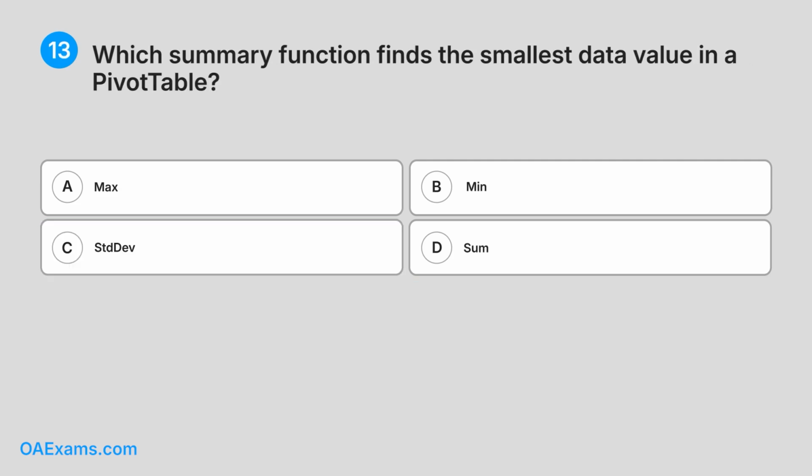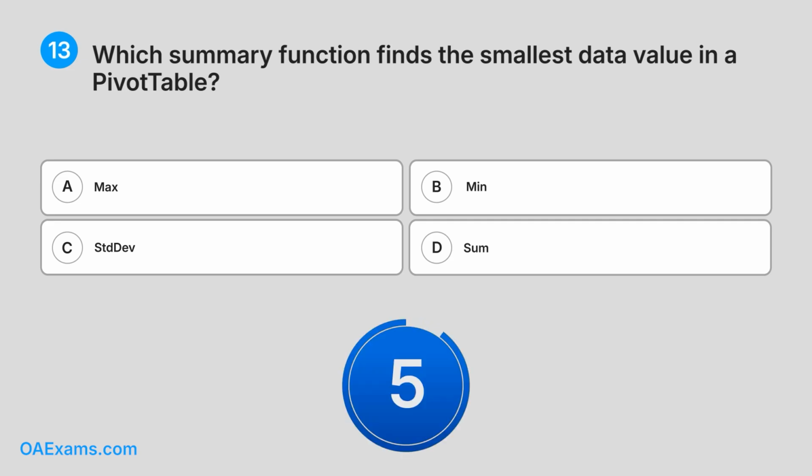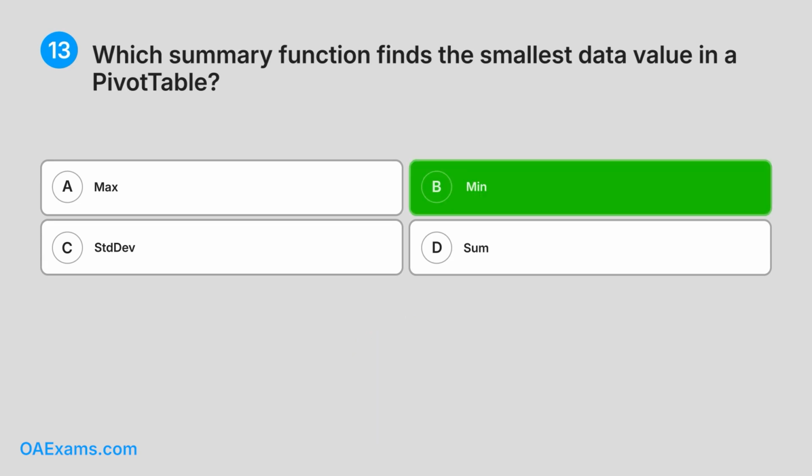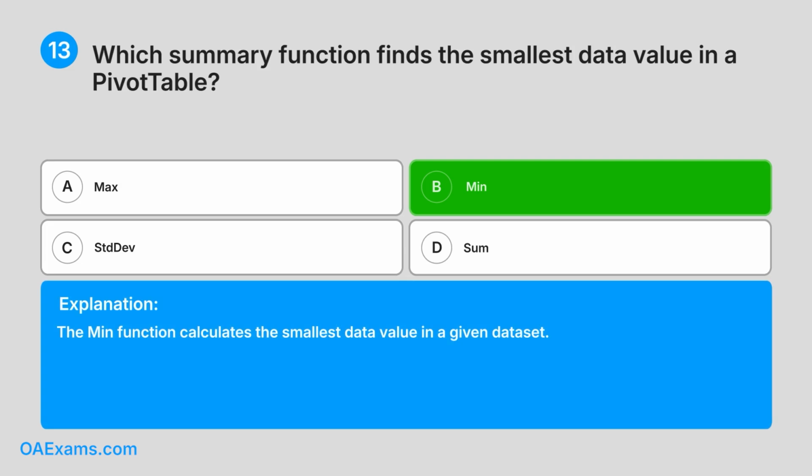13. Which summary function finds the smallest data value in a pivot table? A. Max. B. Min. C. StdDev. D. Sum. Can you guess the answer? Correct answer B. Min. Explanation: the Min function calculates the smallest data value in a given dataset.